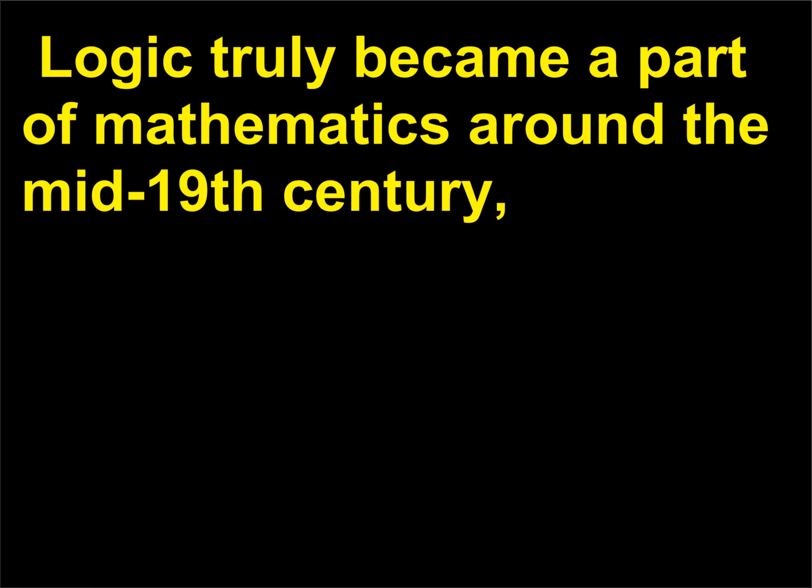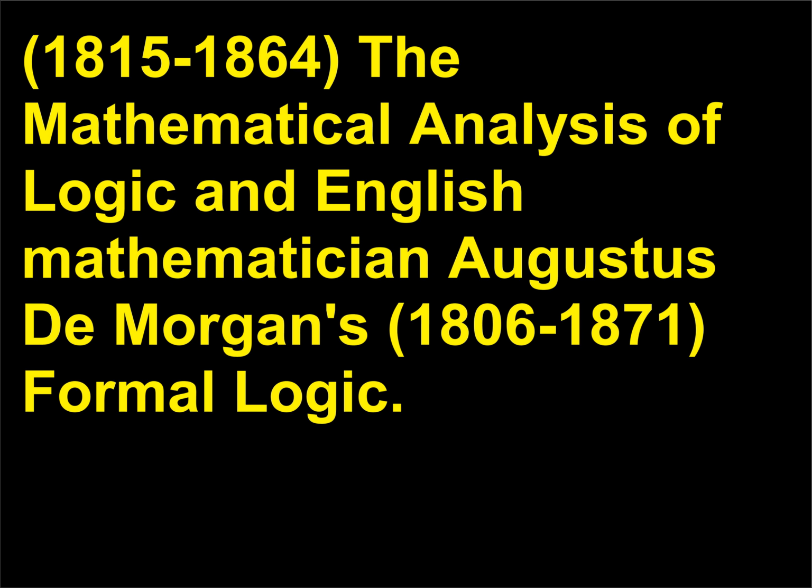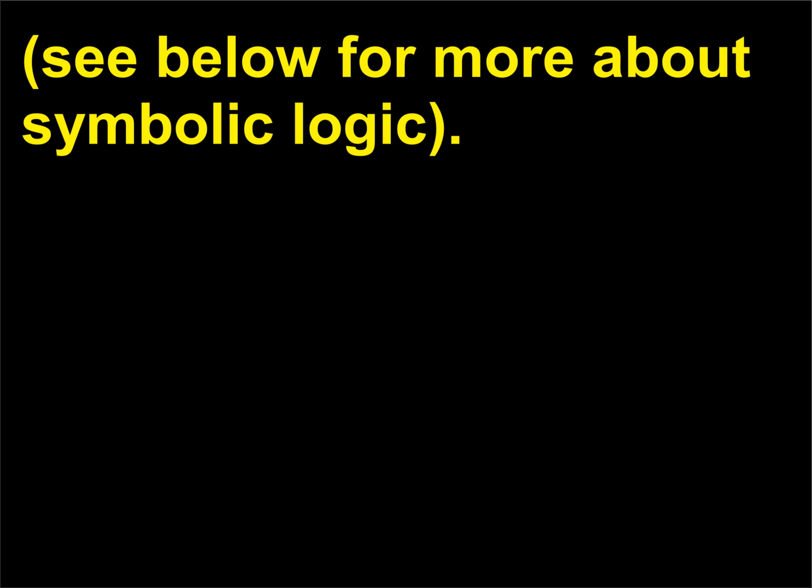Logic truly became a part of mathematics around the mid-19th century, especially with the 1847 publication of English mathematician George Boole's, 1815 to 1864, The Mathematical Analysis of Logic, and English mathematician Augustus de Morgan's, 1806 to 1871, Formal Logic. Thus, mathematics began to encompass symbolic logic with precise rules to manipulate those symbols. See below for more about symbolic logic.